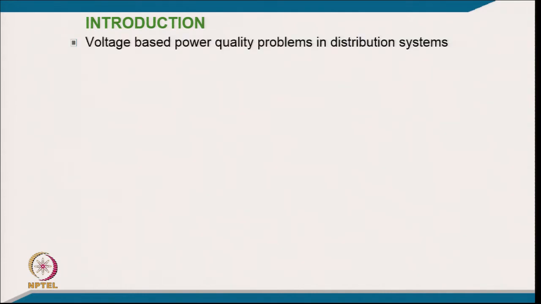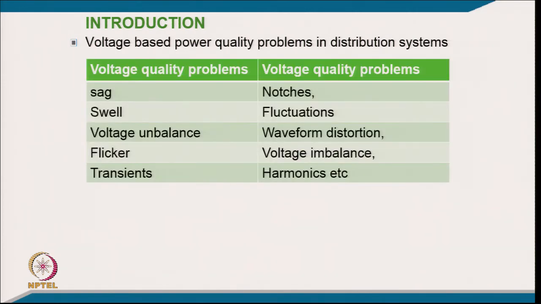Well, coming to the introduction, typically for voltage based power quality problems in distribution systems, what are the voltage based power quality problems? Typically voltage sag, voltage swell, voltage unbalance, voltage flicker, voltage transients, voltage notches, voltage fluctuations, voltage distortion, voltage imbalance, and of course the voltage harmonics. So, these are some of the voltage based power quality problems in distribution systems. We discussed already whether they are natural or man made, and for which reason they come into practice.